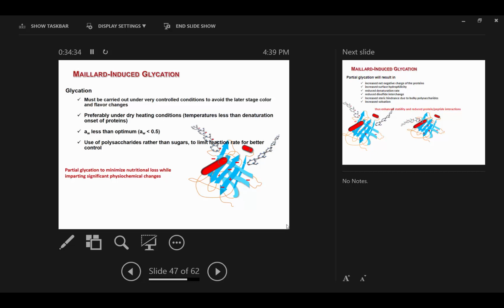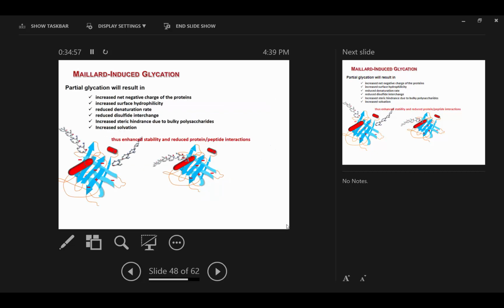That means you have, let's say, several lysines. Lysines are the most reactive amino acids. They have the primary amine in them. So let's say you have several of them. You don't want to glycate every possible amine group in a lysine, right? So we want to target partial glycation. That means some of these groups, not all of them.